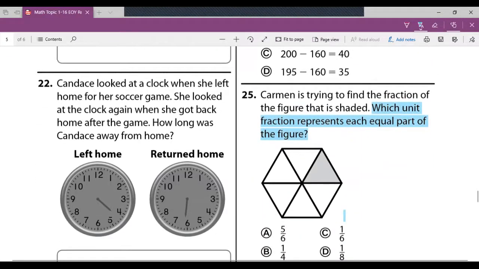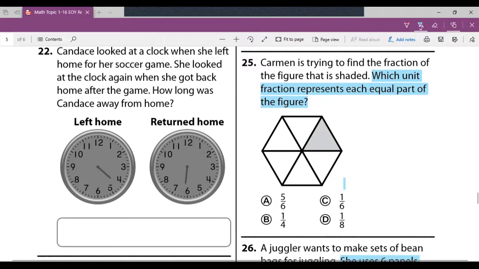Number 25, it says Carmen is trying to find the fraction of the figure that is shaded. Which unit fraction represents each equal part of the figure? Now, when we're thinking about the unit fraction, and it tells us represents each equal part of the figure, we know that is 1 over something, but we need to know what the something is, that denominator is, for our fraction. So let's count all of the parts. So we have 1, 2, 3, 4, 5, 6. We have 6 as our denominator, and we know that if we're focused on one individual equal part, that would be 1 out of the 6. So our answer should be C, 1/6, okay?